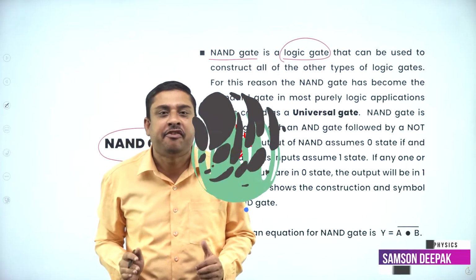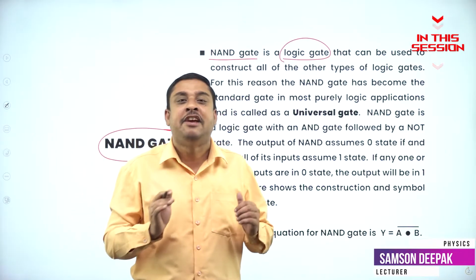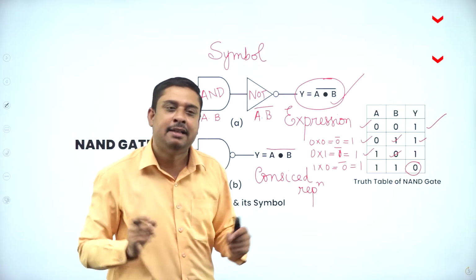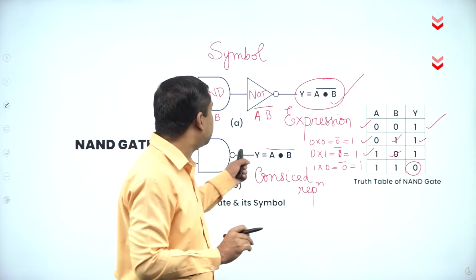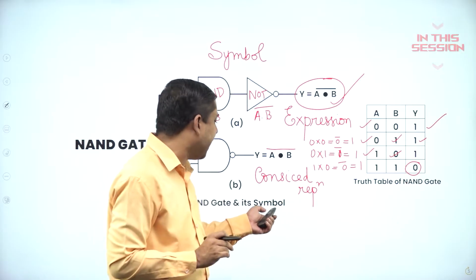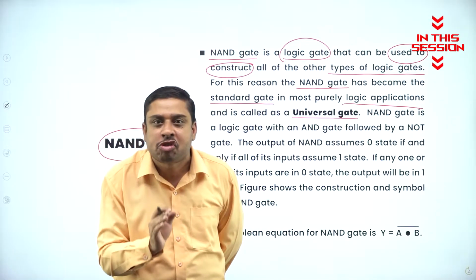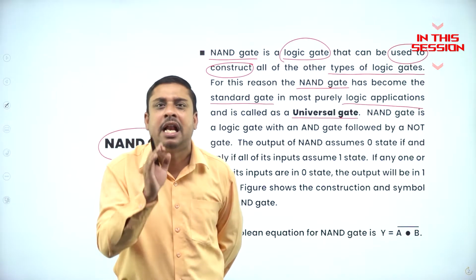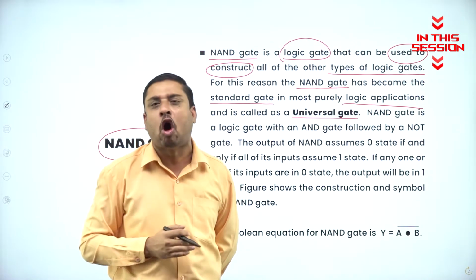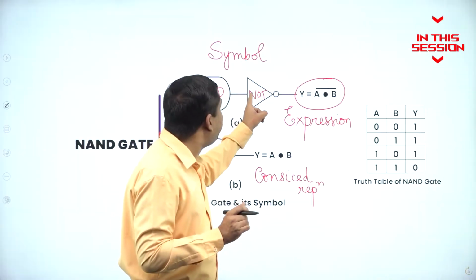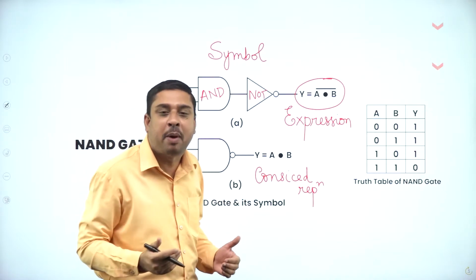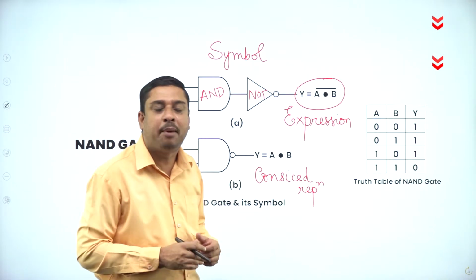Then what is its difference between the fundamental gates and the universal gates? If both the inputs are high, the output is low. So this is about the NAND gate. I can construct all other fundamental or basic logic gates, which is fed to the NOT gate, and then the NOT gate performs inversion.